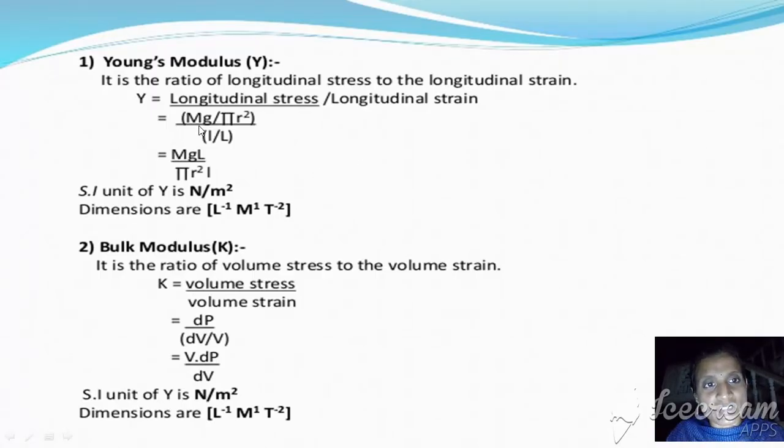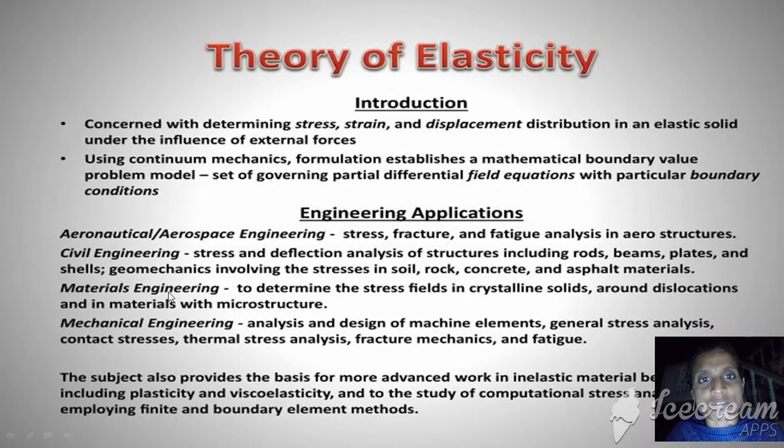Later, as already discussed, these moduli have the unit Newton per meter square because the formula is stress by strain. This unit is for the stress. Strain has no units because it is the change in dimension by the original dimension; both have the same units, so the units cancel. The original formula for any modulus of elasticity gives Newton per meter square. Already we discussed that longitudinal stress by longitudinal strain is Young's modulus, and volume stress by volume strain is the bulk modulus of the body.